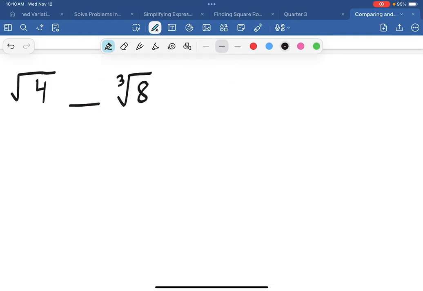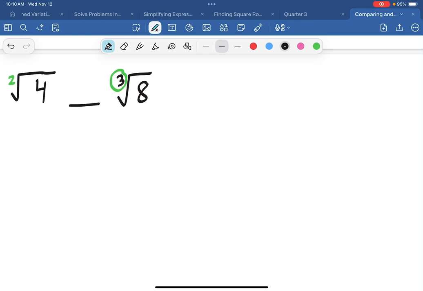For the next example, we have the square root of 4 and the cube root of 8. As you can see, we have different nth roots this time. So we have 3 and the invisible 2. So we cannot directly apply the number line or illustration for this. However, we can break this down according to its value.